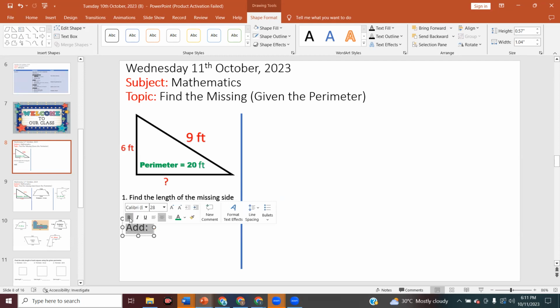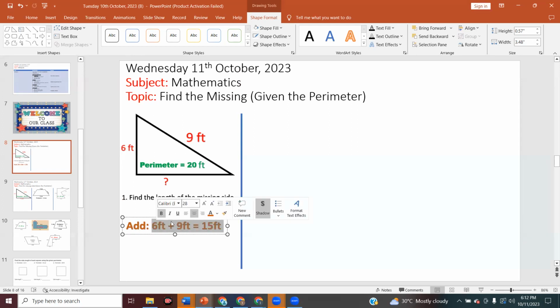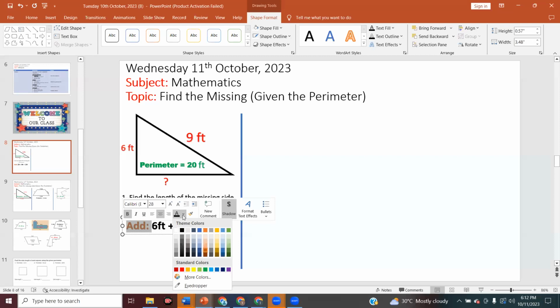Okay, so add. Let me use a color to denote that. We're going to add 6 feet plus 9 feet. What is 6 feet plus 9 feet? 15 feet. Very good. So 6 feet plus 9 feet is 15 feet. That's the first step: we add.